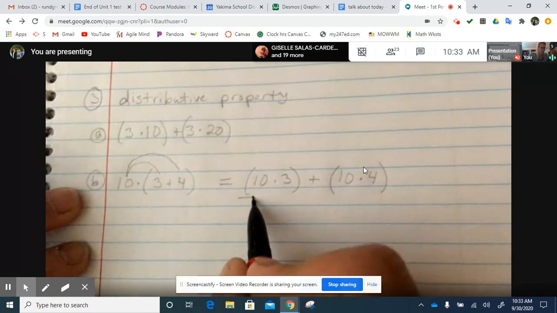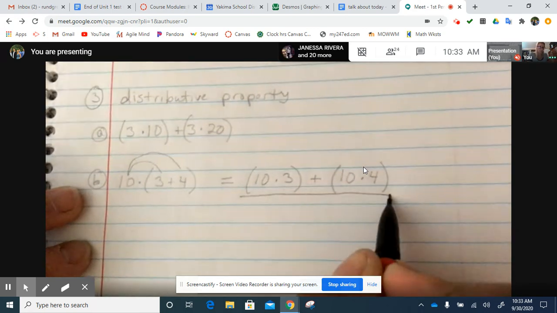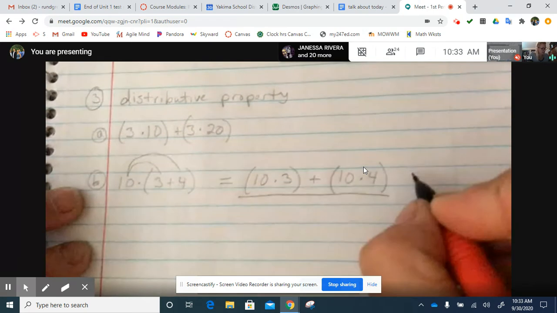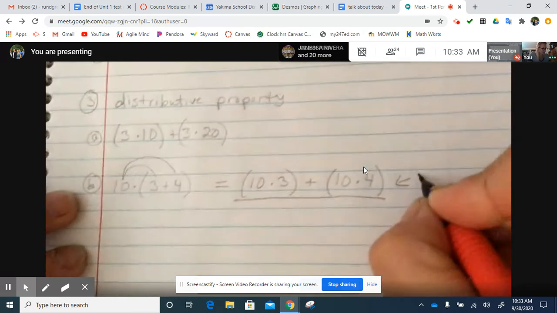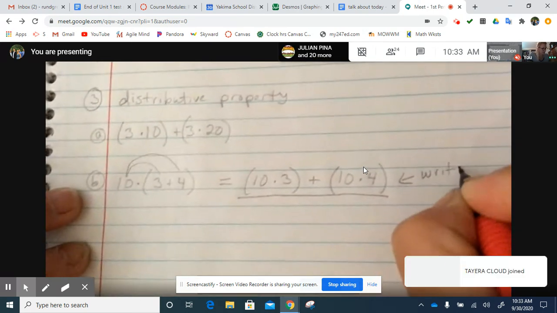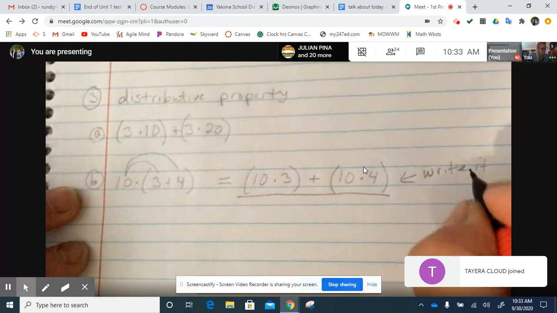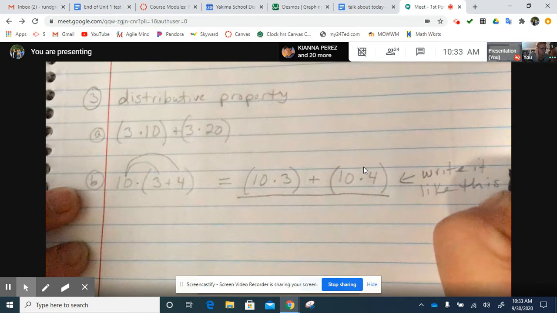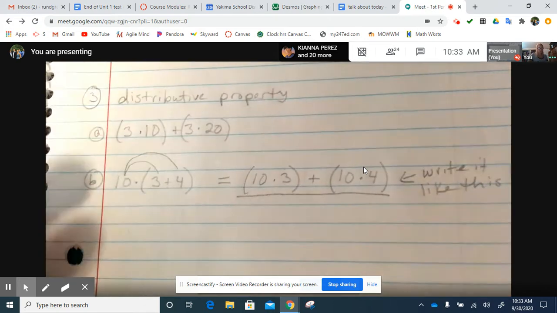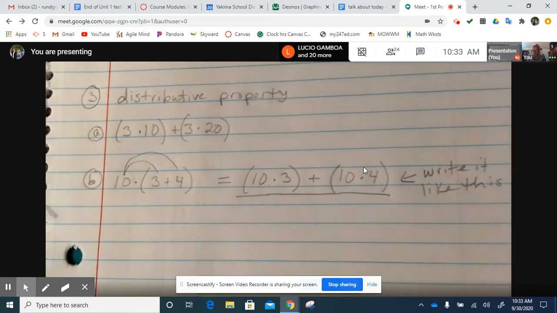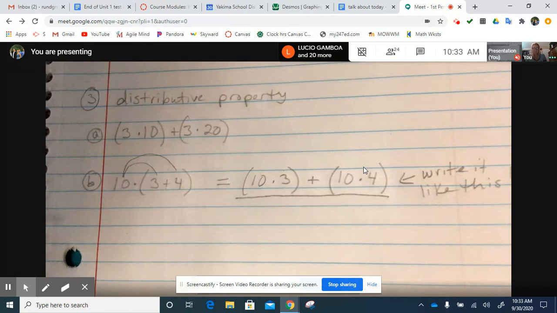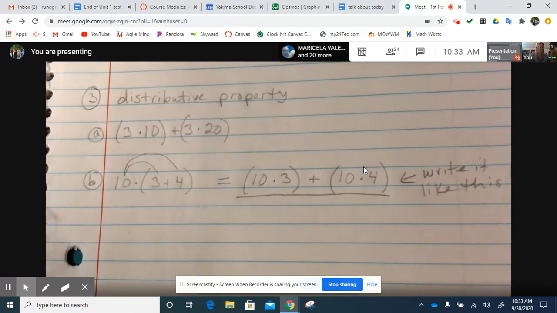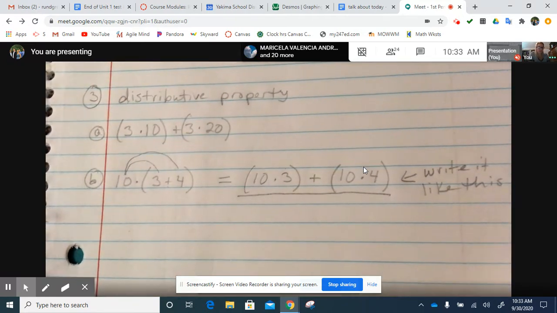And this right here is the answer that we're looking for. You can even make yourself a little note, write it like this, so you don't forget. Remember, you're not solving it.